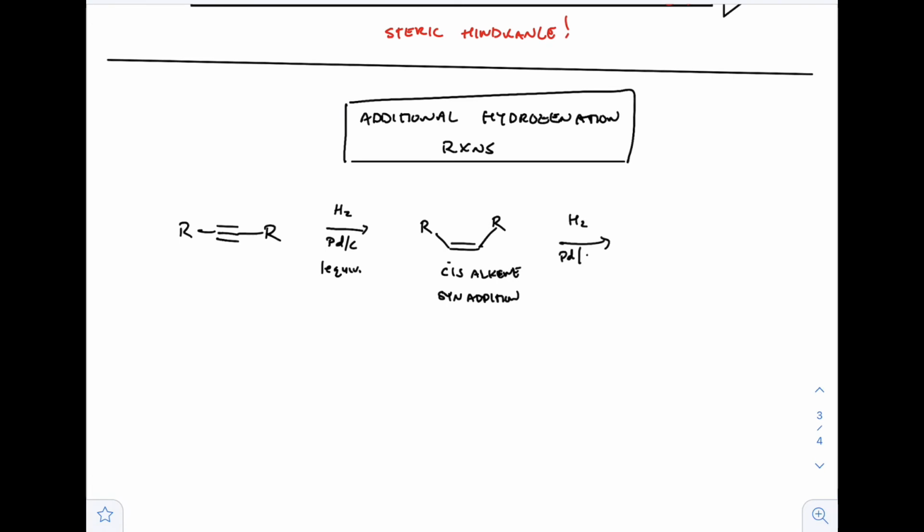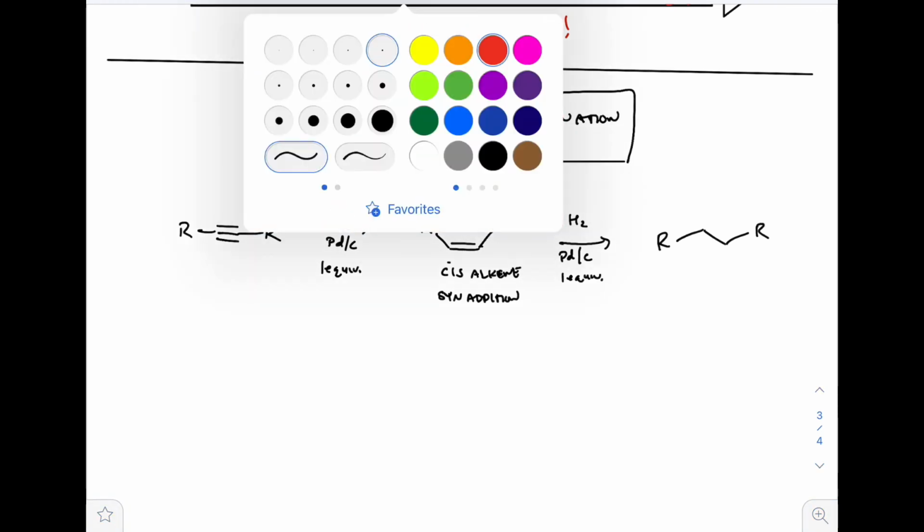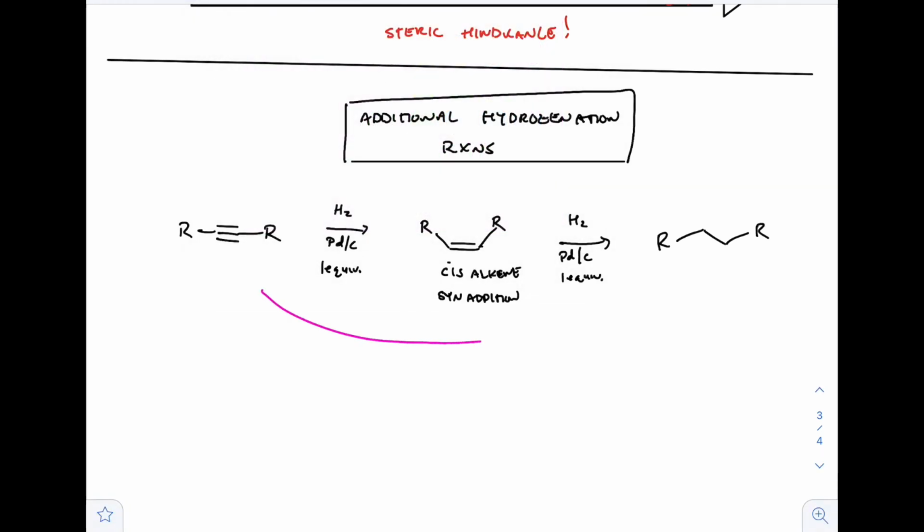Now, let's say we added an additional hydrogen and palladium on carbon. So we got one equivalent again. What we end up getting is that alkane product, right? Well, going from the alkyne to the alkane is a super fast process, okay?